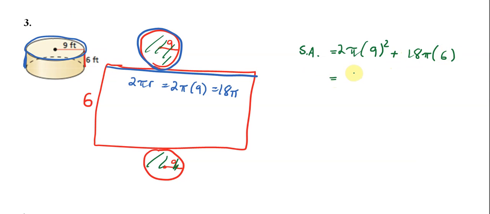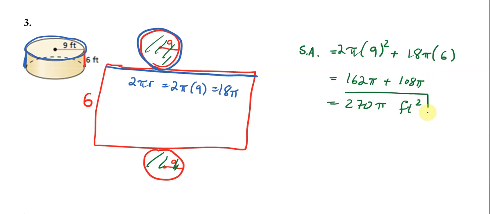So doing all of these calculations, 81 times 2 is 162 pi, plus 18 times 6 is 108 pi. Add it together and we get 270 pi. And our units here are feet squared, because we are working with areas. All right, so there you have it, another example of us finding surface area, but this time of a cylinder.